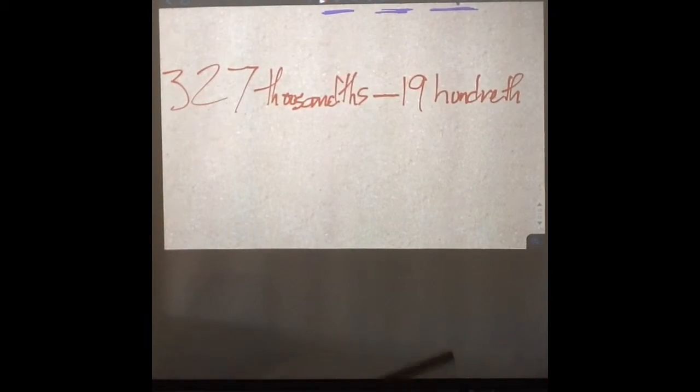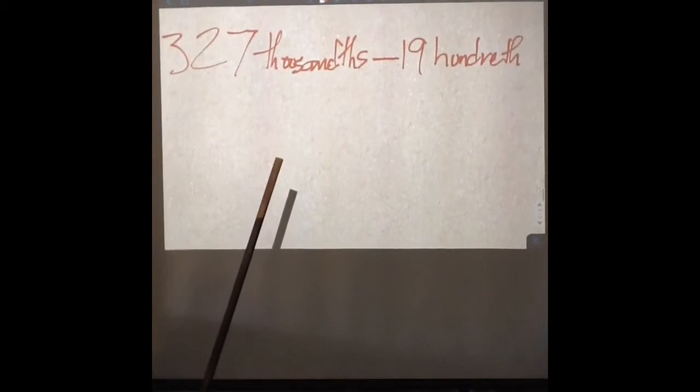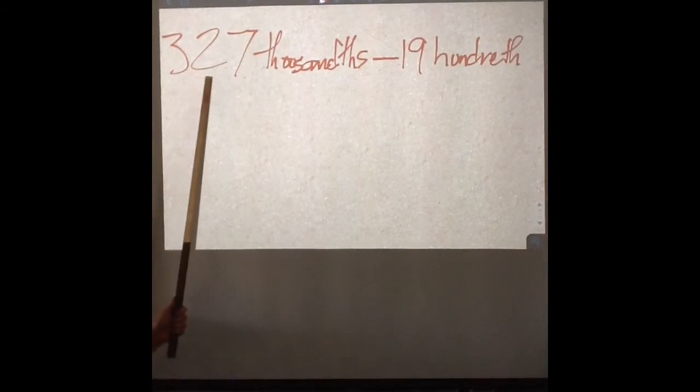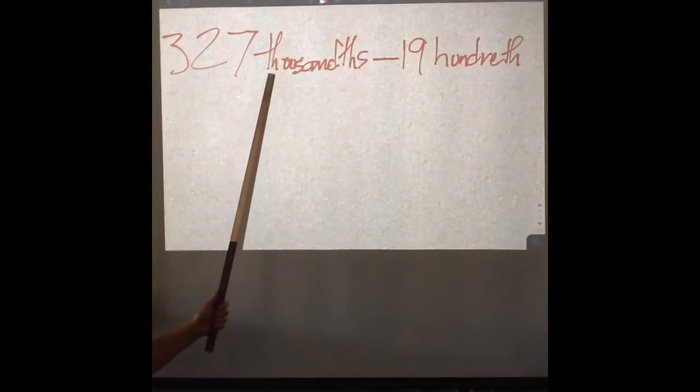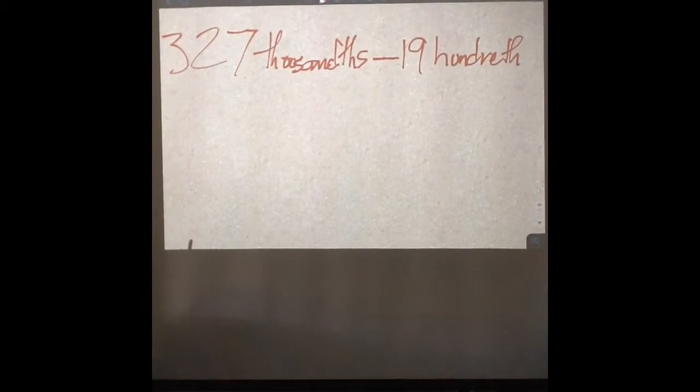We're talking about subtraction of decimals using the place value strategy. Let's see if we can make it a little easier on you, okay? So let's say we have 327 thousandths. Okay, so I'll draw my chart. I'm going to use purple.